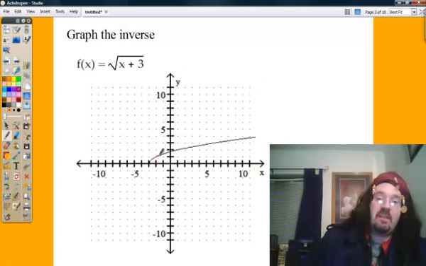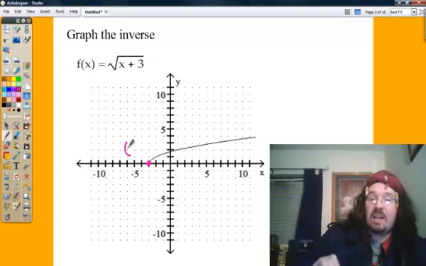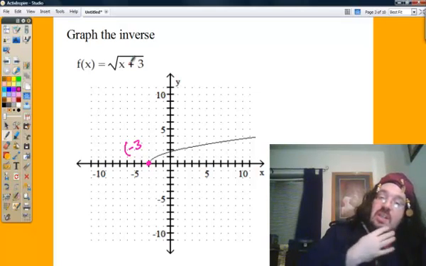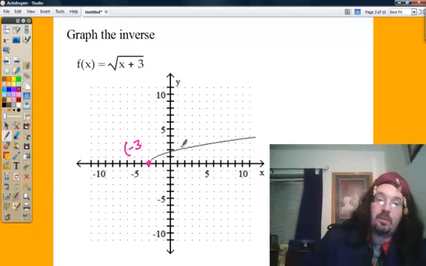So I have this lovely graph drawn for you, square root of x plus 3. What I'm going to do is find some points that I can read rather easily. Now, if you don't have any, you could also use the original function and make a table and reverse those points. But if I can see some of these points without having to calculate, I'll do that. I think that's a lot more fun.